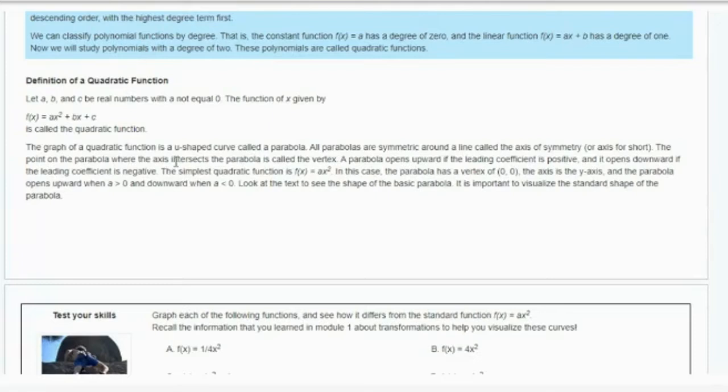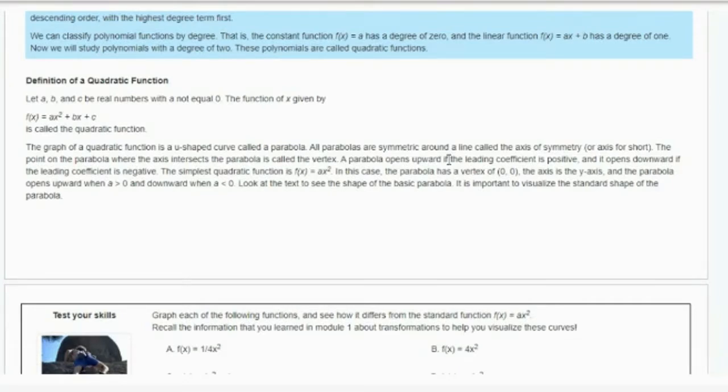The graph is a U-shaped curve called a parabola. They're symmetric around a line called the axis of symmetry. That's the mirror line down the middle of it. The point where it intersects the axis of symmetry is called the vertex. Wherever it intersects that would be the vertex. That'd be either the highest or lowest point, or if it's a sideways one, it would be a minimum or maximum in the x value.